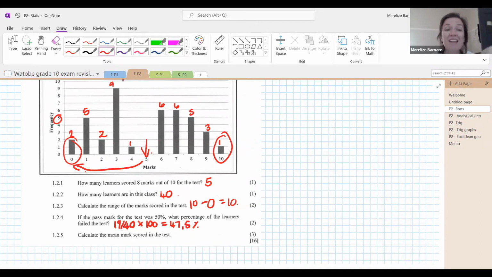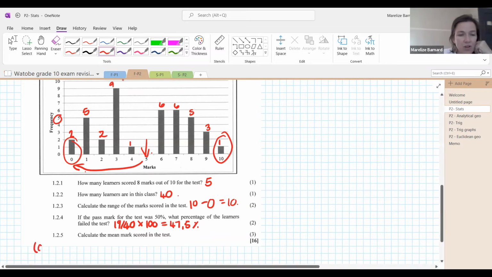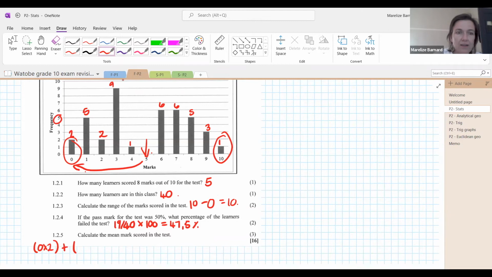So now we're going to calculate the mean mark scored in the test. How are we going to go about that? So we're basically just going to take each mark and times it by its frequency and then add it all up. Okay, so we're going to start with the 0. So that is just going to be 0 because we're timesing it by 0. But let's include it anyway so we know we accounted for it.